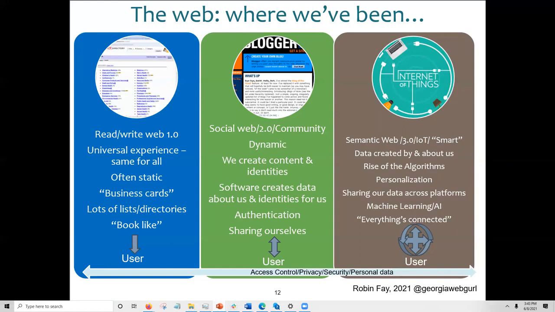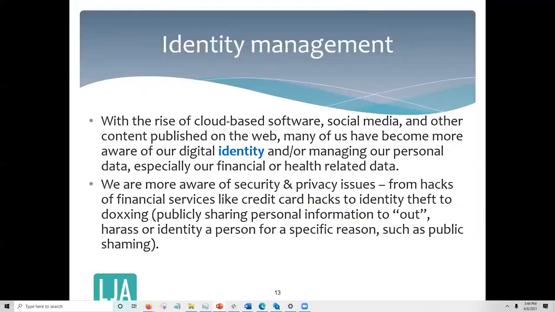On the bottom down here is my continuum of access control, privacy, security, and personal data. And as we've gone from read-only, where the experience is kind of the same for everybody, even though you can't really do a whole lot, all the way over to where you can ask your smart speaker to do things, you can ask your refrigerator to buy you stuff. I mean, there's all these kinds of things you can do if you have the money and the technology support, of course, and the willingness to share all that data. So why is this all important to us?